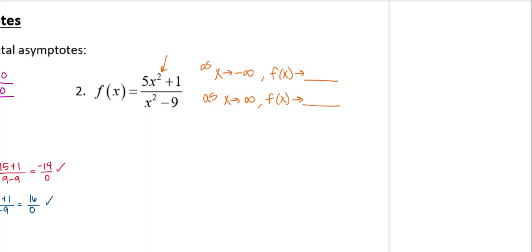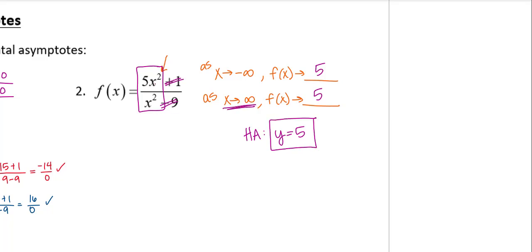Now, when it's a polynomial like this divided by a polynomial, as x is infinitely large, we're squaring it, multiplying it by 5, this plus 1 really isn't going to impact it all that much. Same thing with subtracting 9 from an infinity or negative infinity squared. So really now what you can see is you have 5x squared divided by x squared. So maybe now you can see why both of these simplify to 5. So my horizontal asymptote for both would be y equals 5.